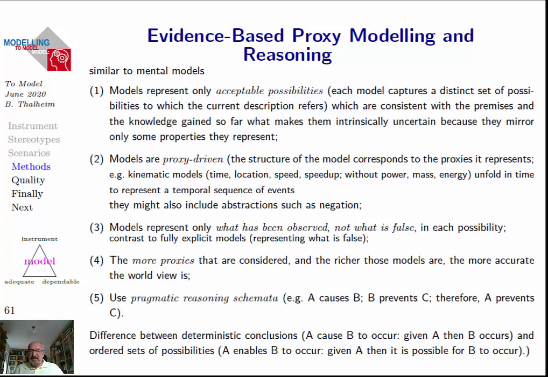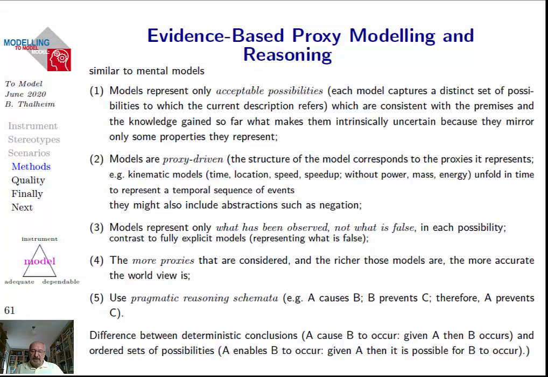That is similar to what we are using in mental models. Again, in mental models you have some kind of reasoning about acceptable possibilities, which are consistent with the premises and the knowledge gained so far. What makes them intrinsically uncertain because they mirror only some properties that they represent. That means in this case we again are based on our observations, on our realized observations, and in this case we have maybe some kind of proxy-driven reasoning.